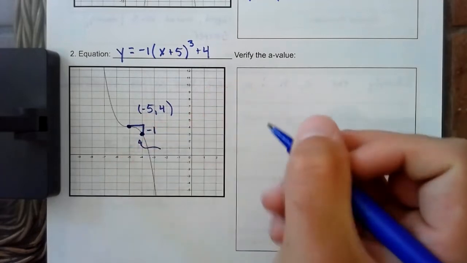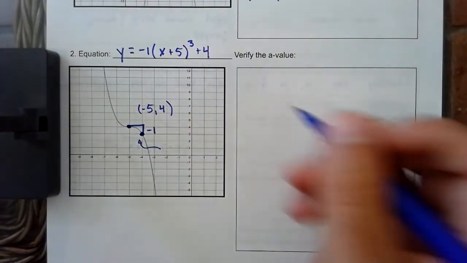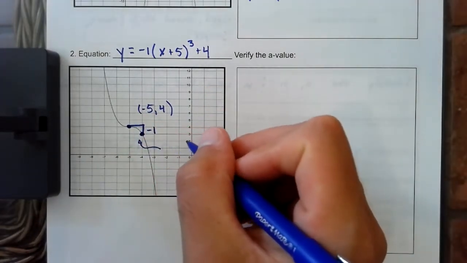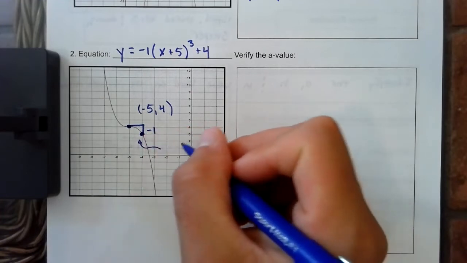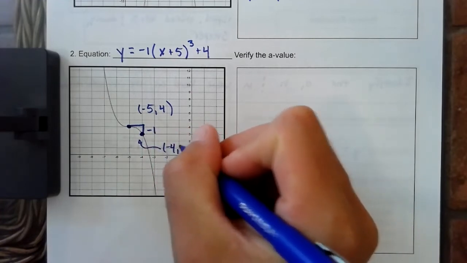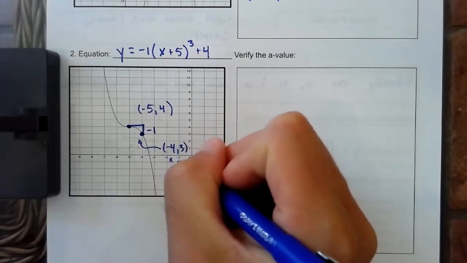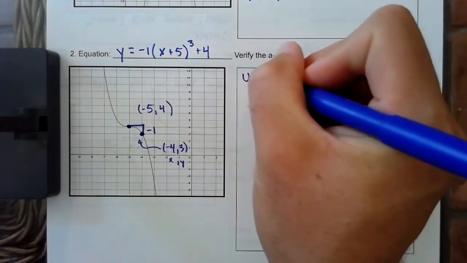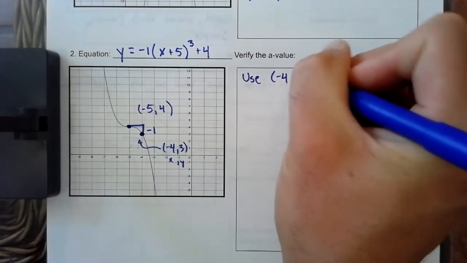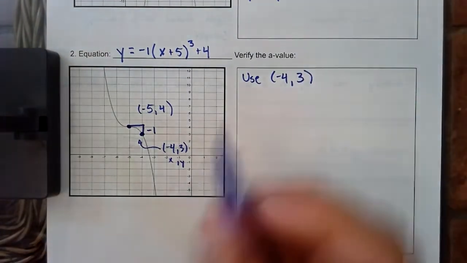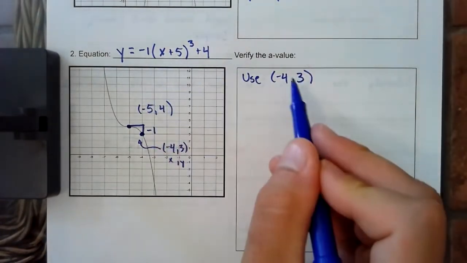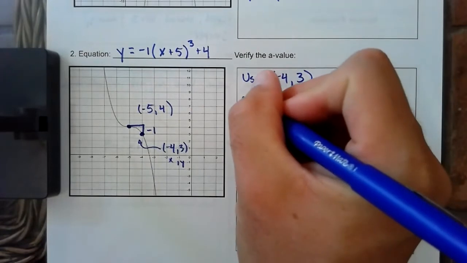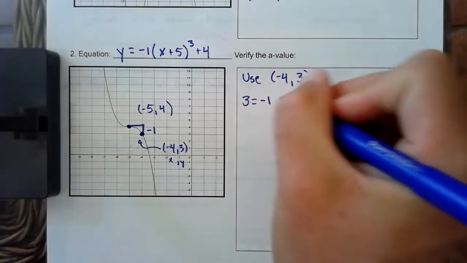But I like to find one that's different than my starting point, or that key point, which is, let's try -4, 3 as our x and y. So we're going to use -4, 3. I'm going to plug -4 in for x, 3 for y, and we're going to see if we get both sides to agree like we did on our last problem.